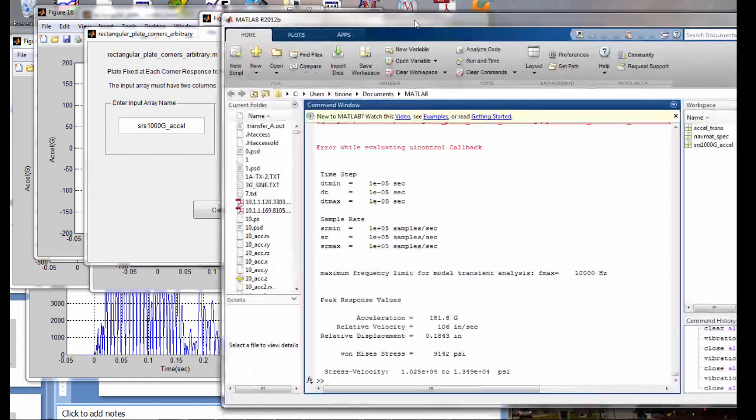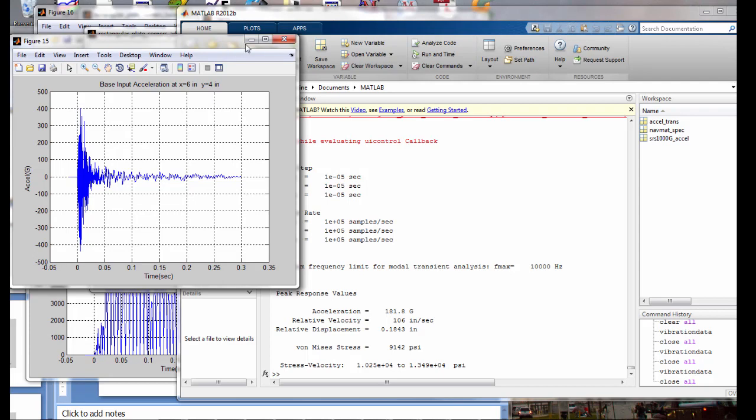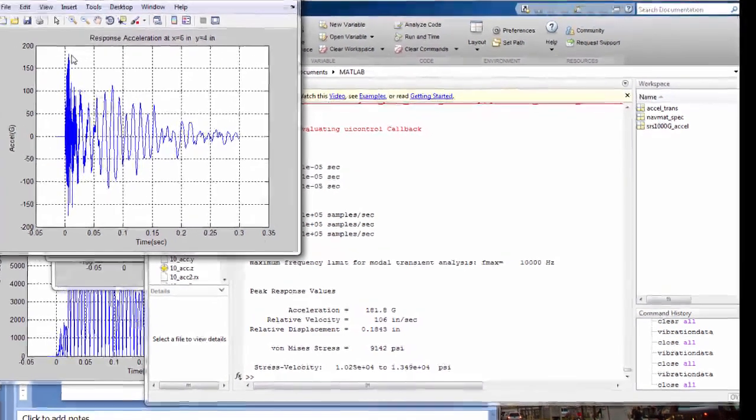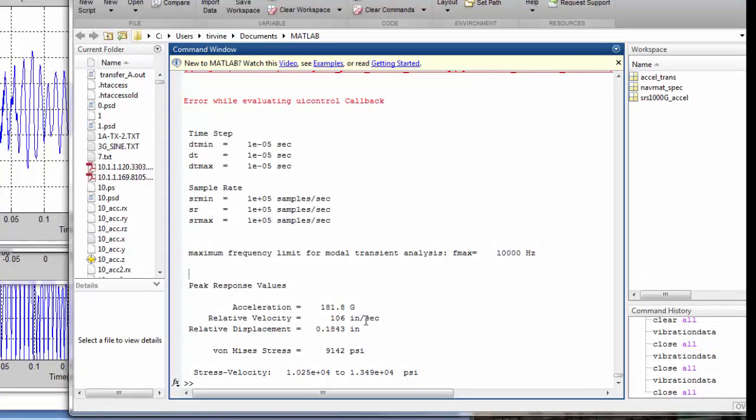Now, if we go to our peak response values here, you can see our peak response acceleration is 181.8 Gs, and that was our plot as shown in that figure. So the peak is 181.8 Gs. Relative velocity, 106 inches per second.